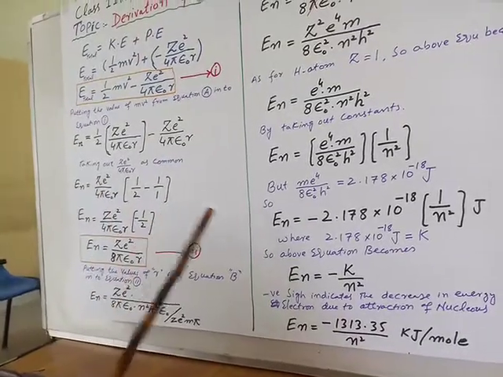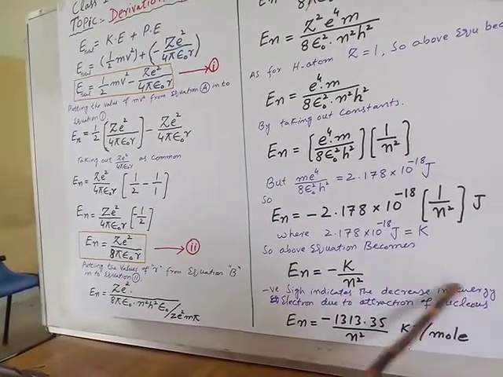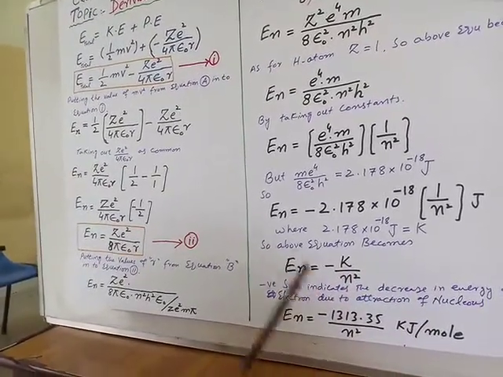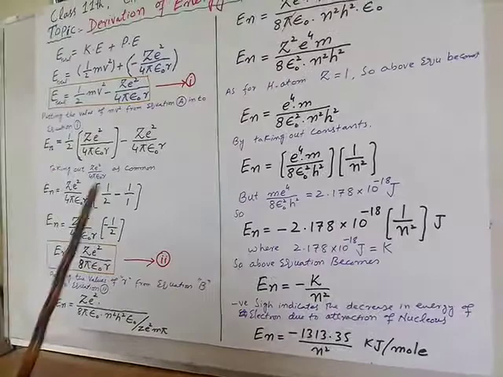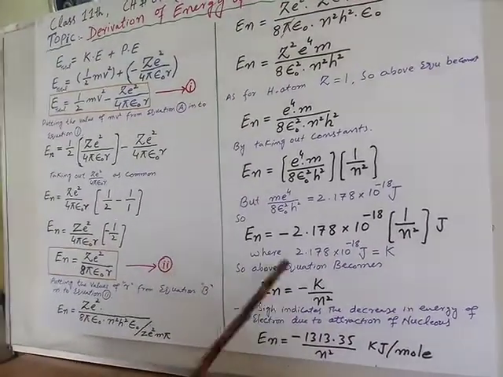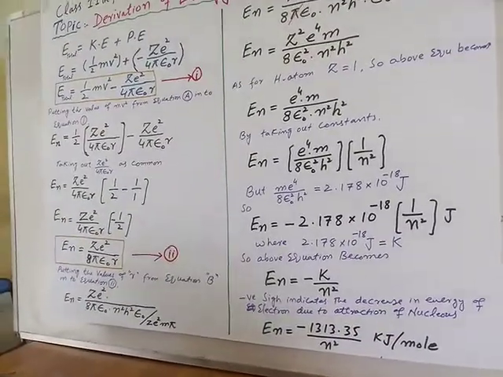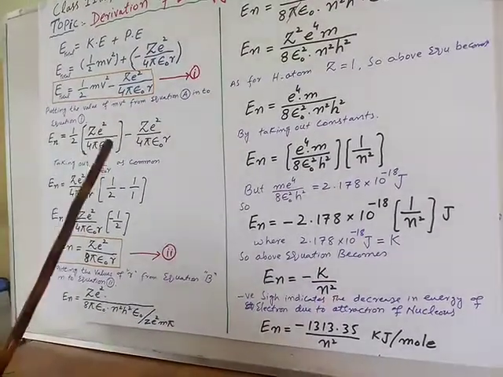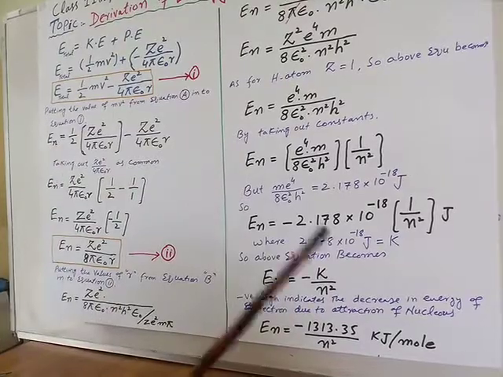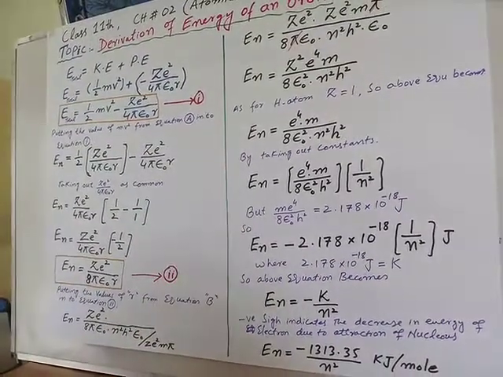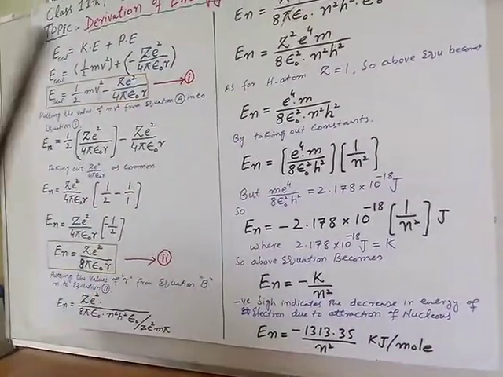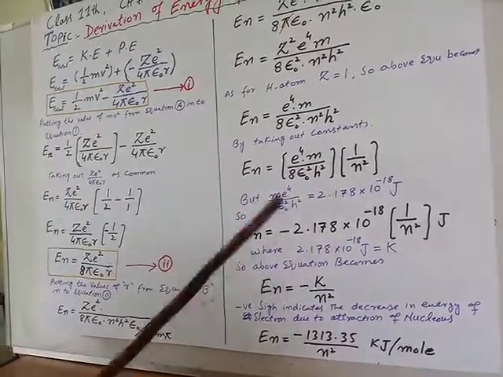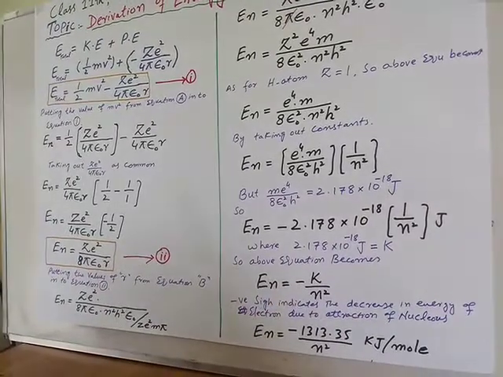Here the negative sign indicates that there is a decrease in the energy of the electron due to the attraction between the nucleus and electron. So the negative sign actually indicates the decrease in energy of the system. Why is energy decreased? Because there is attraction between the nucleus and electron, and when there is attraction, energy is released, and due to the release of energy there is a decrease of energy, and that decrease is shown by the negative sign.